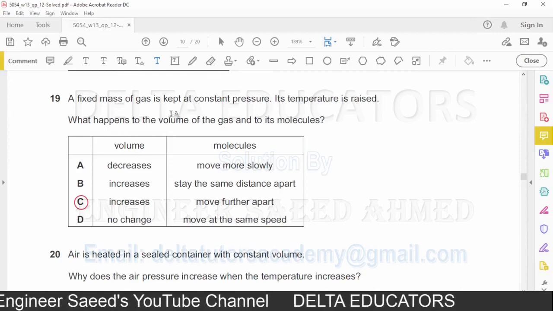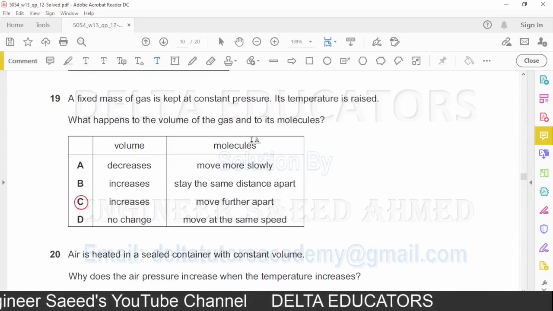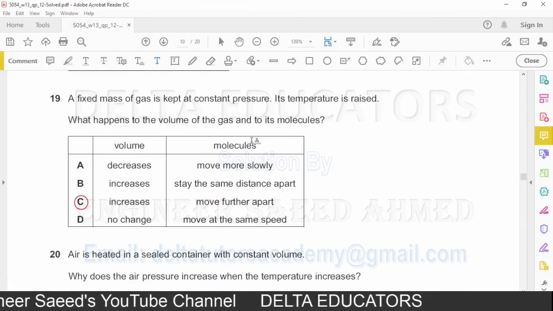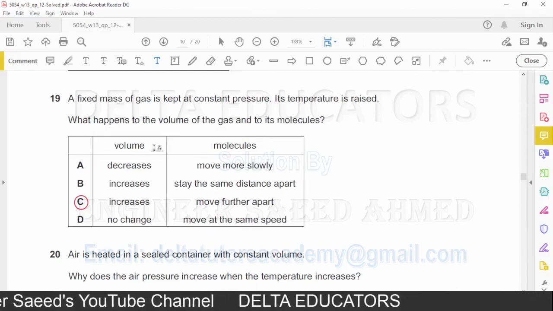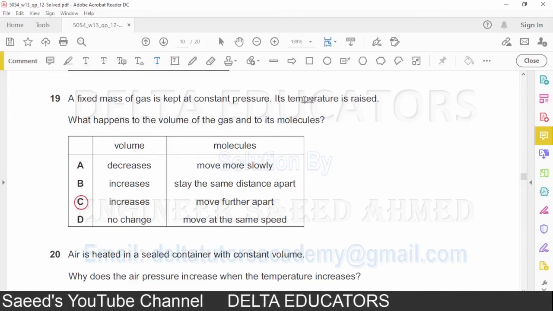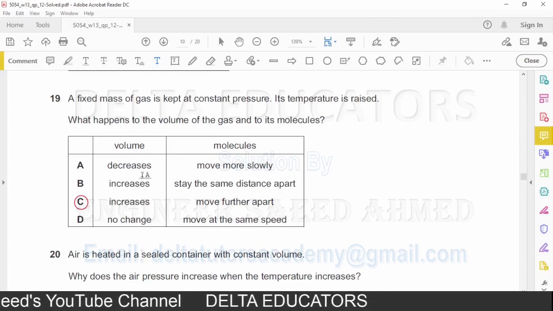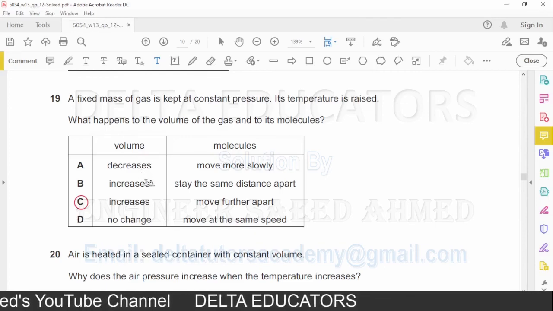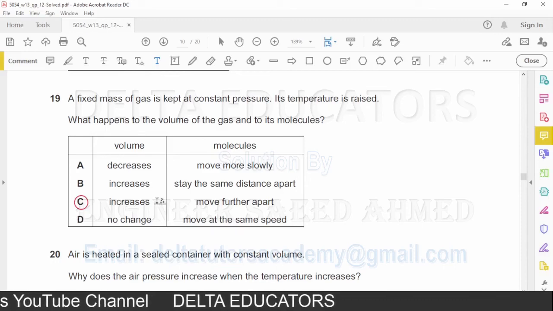Now we check the options. Here we have two columns. In the first column, volume is given. In the second column, molecules is given. For the volume, first we check what is given in the options. Since with the increase in temperature, volume increases, volume increases is given in options B and C. So possible options are B and C.